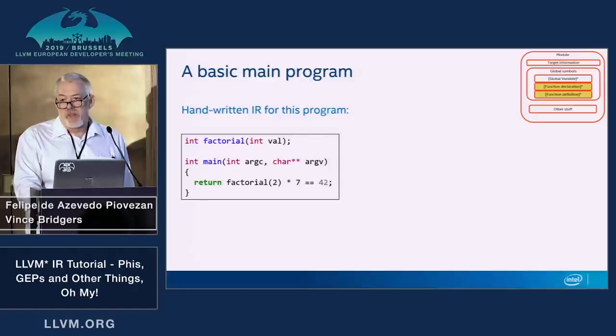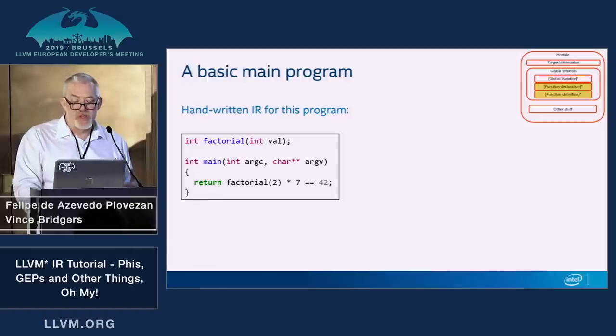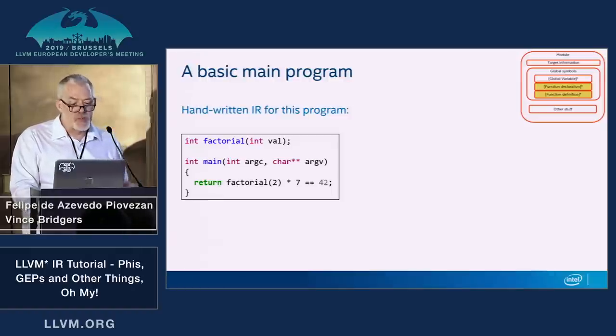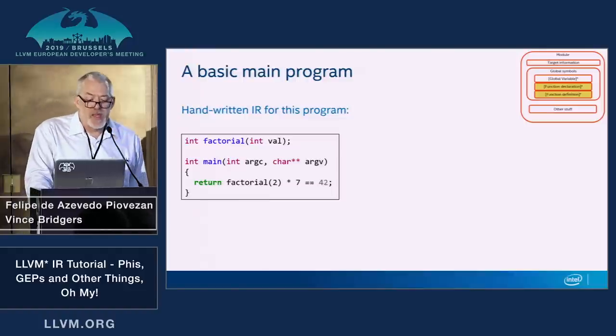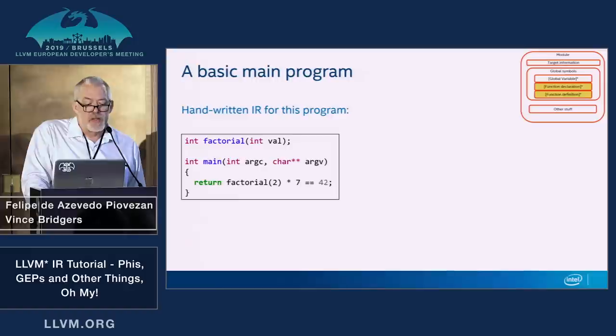So let's look at a basic main program and see how this is represented in the IR, just as a starting point. You'll see that we'll use these examples as we continue, and we'll build upon these as the presentation progresses. This is a main function that calls a factorial function. The main function takes an int argc and a char double star argv. It returns the result of calling factorial with an argument of 2 times 7, checking for equivalence to 42.